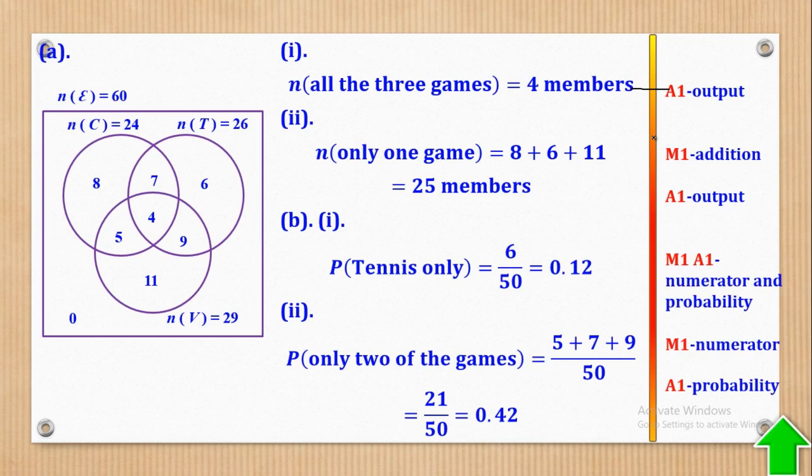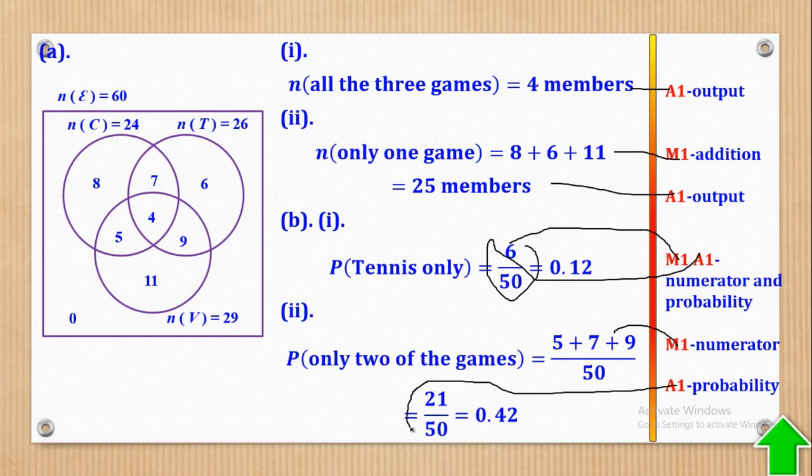So A1 for output, M1 for addition, A1 for output, M1 for this, and A1 for the whole of it, the whole quotient. Then M1 for this numerator and A1 for the whole quotient.